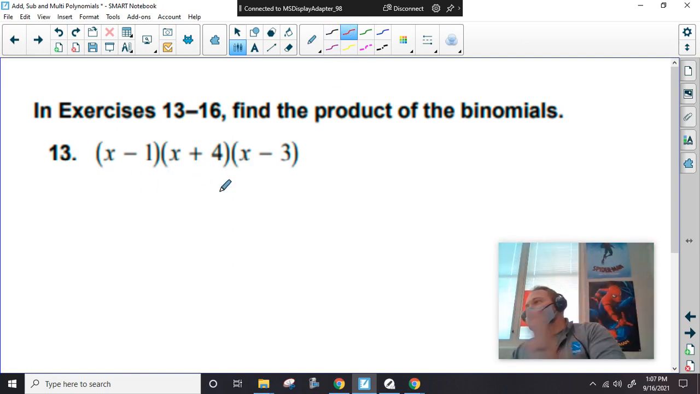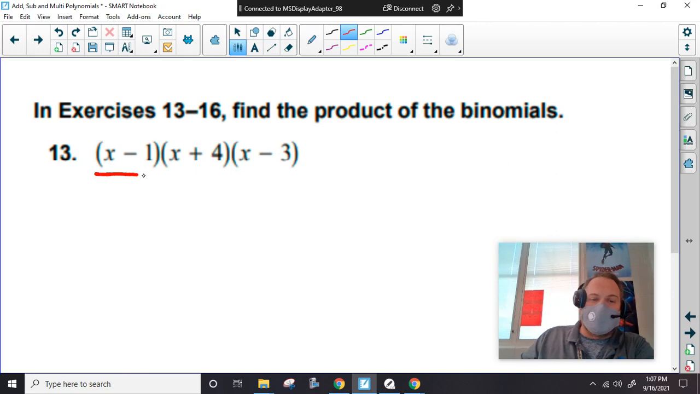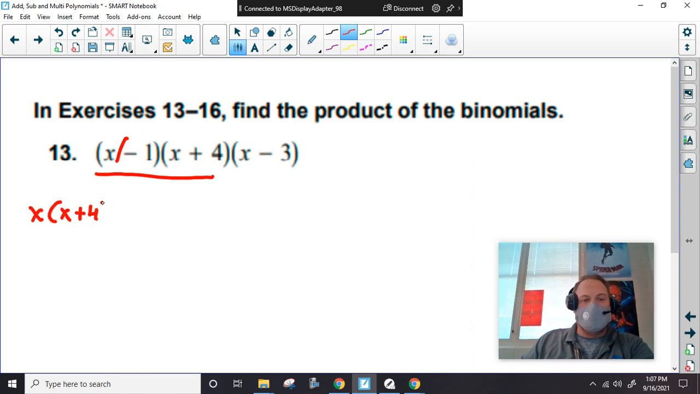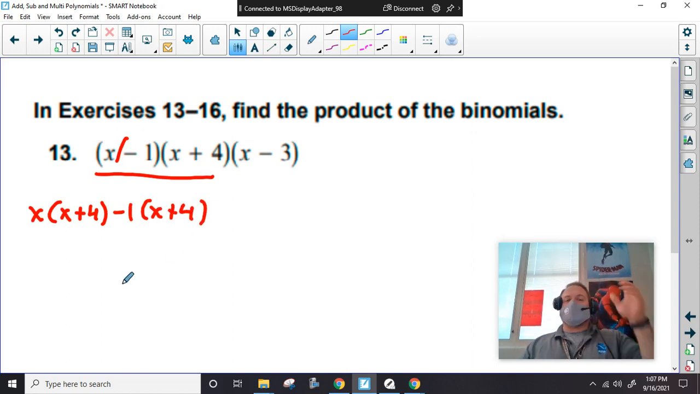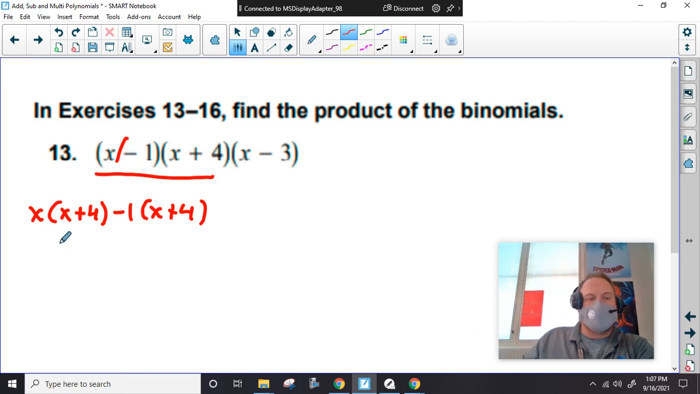Now, this is what I would do. If you read from left to right, I would do these two first. Like so. I would say x and x plus 4, minus 1 and x plus 4. We're just doing this part right here, what's in red. So we get x squared plus 4x minus 1x minus 4.